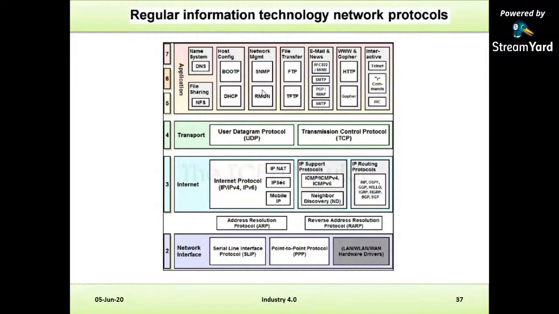And what are the different types of communication protocols we are going to utilize? We are going to utilize a number of communication protocols according to the network interface. Serial line interface protocol, point to point protocol. Then if we take the internet into account, IP, IPv4, IPv6 protocols. Transport layer: user datagram protocol, UDP, and transmission control protocol. And for the application layer, FTP, file transfer protocol, and Telnet.